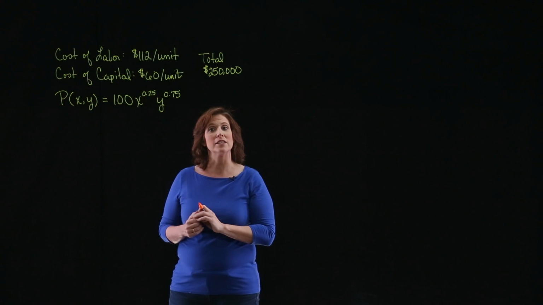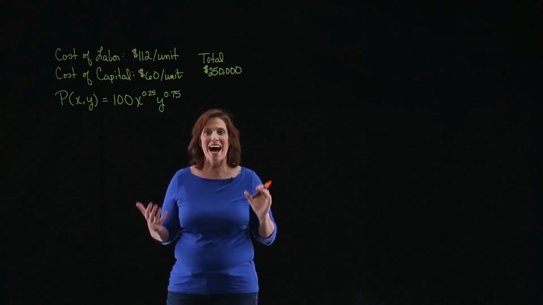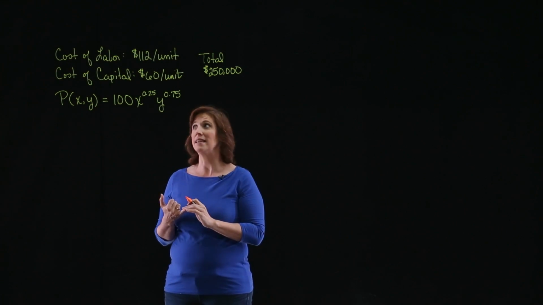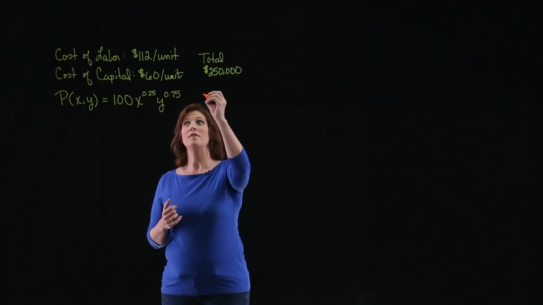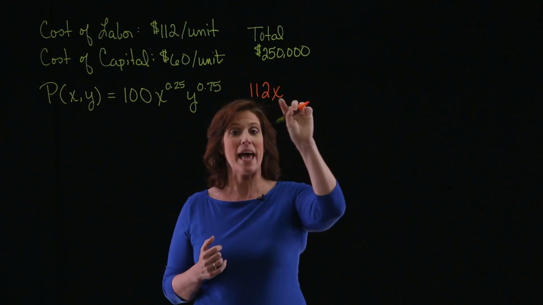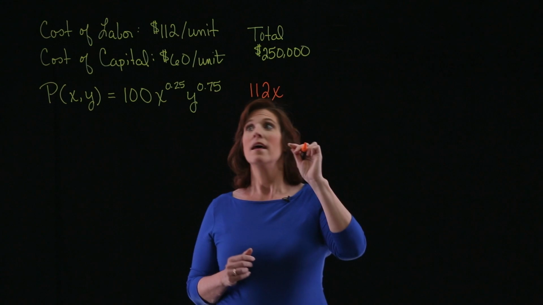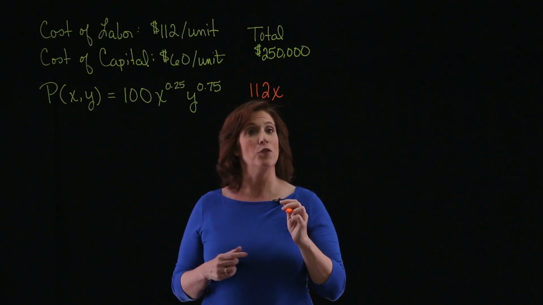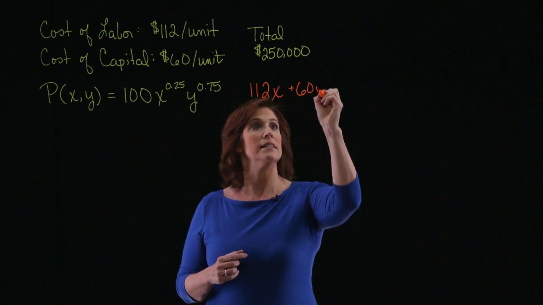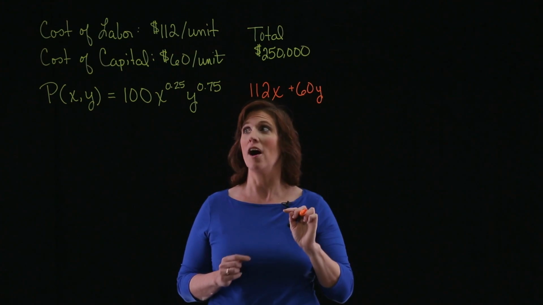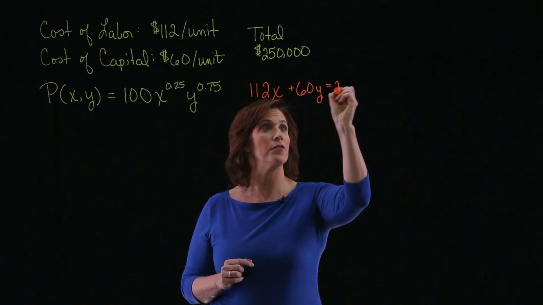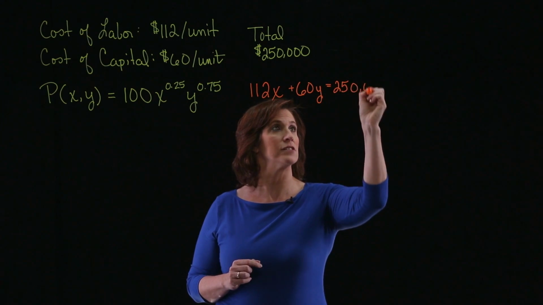Because I want my production level to be maximum, I want to use the entire $250,000. So let's let X represent the number of units of labor. So that means that I can spend 112 times X dollars on labor. Let's let Y be the number of units of capital. So that means I'm going to spend 60 times Y dollars on capital. And that total is going to be $250,000.